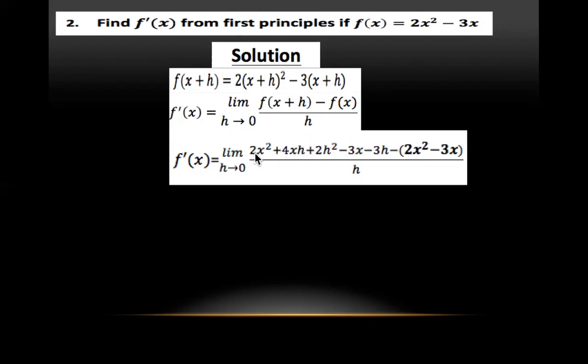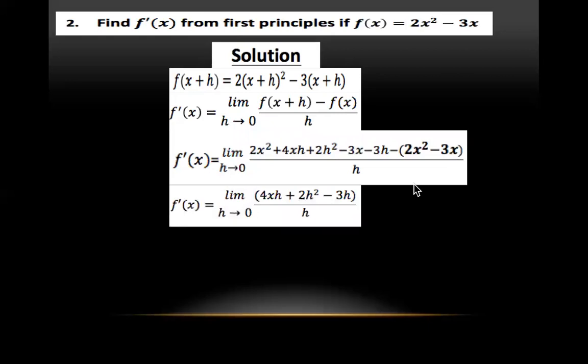If you expand this, you are going to get this, which will be 2x squared plus 4xh plus 2h squared minus 3x minus 3h minus bracket 2x squared minus 3x bracket close. Now, remember, the formula has f of x equal to 2x squared minus 3x. You must always put it in a bracket if you are subtracting from something which is on the right hand side. So we've done that. Without the bracket, you are going to have a confusion that will take place.